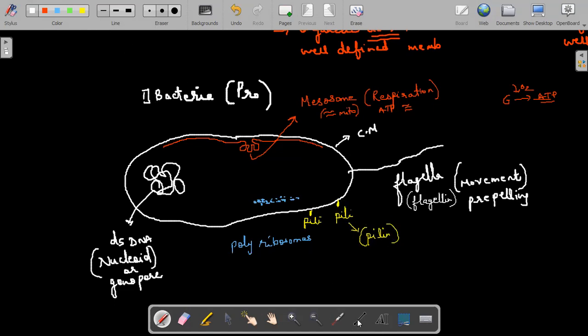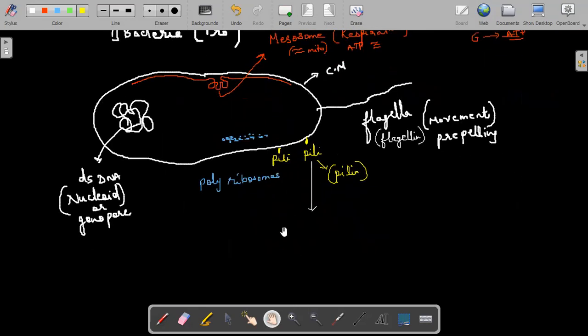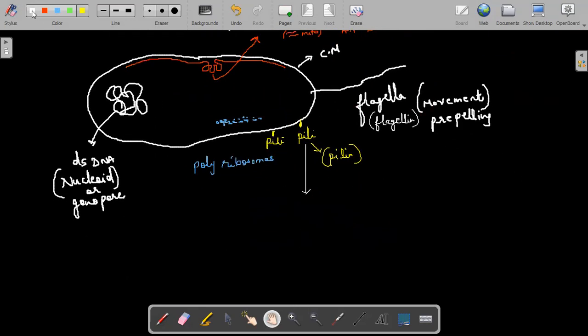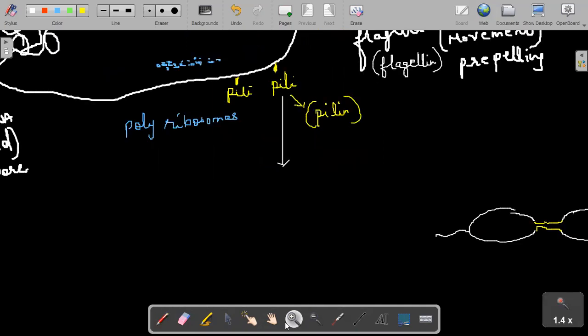Now, what is the role of pili? When I speak of bacteria, here I'm giving an example of two bacteria. Bacteria are not like humans. They're very friendly to each other. Using their pili, if you see here, pili of both the bacteria fuse together and they end up giving you a pilin tube.